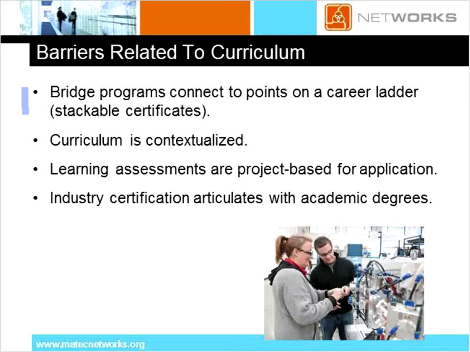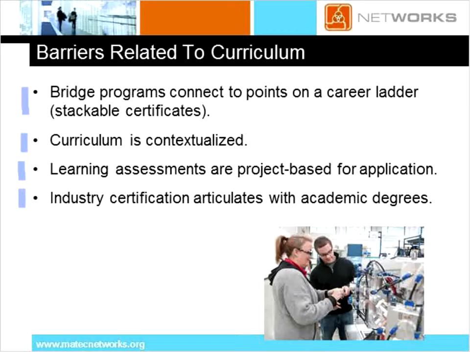Bridge programs connect the points so that students can get a certificate, enter the workforce, come back for retraining, go back and forth. The curriculum is often contextualized, and I'll talk about that later. It's a common component. I'll introduce a research study that proves that contextualized classes improve motivation and success. And then here, learning assessments are project-based. I think you guys would assume that. And industry certification articulates with academic degrees.